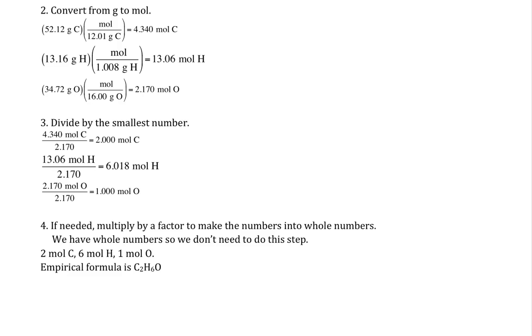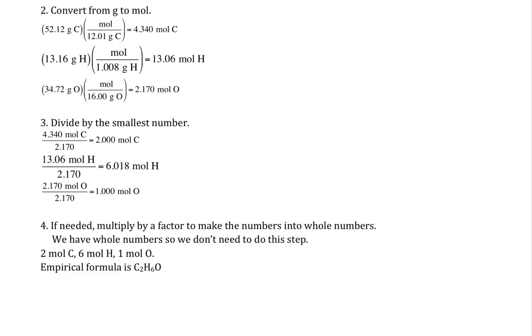13.06 moles of H divided by 2.170 is 6.018 moles of H. And 2.170 moles of O divided by 2.170 is 1.000 moles of O. We basically have whole numbers, 6.018 close enough to 6. So we basically have whole numbers.